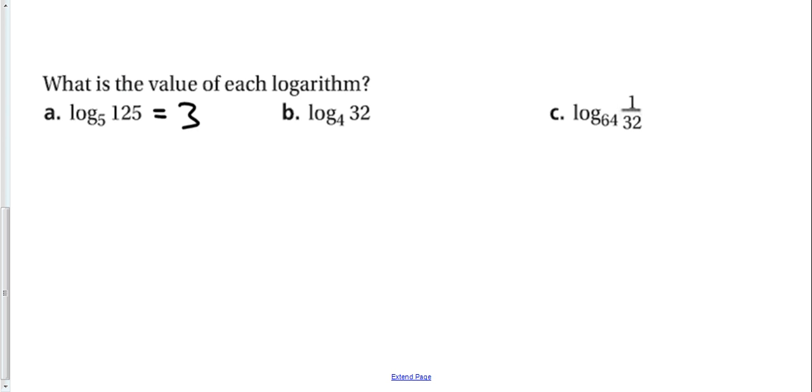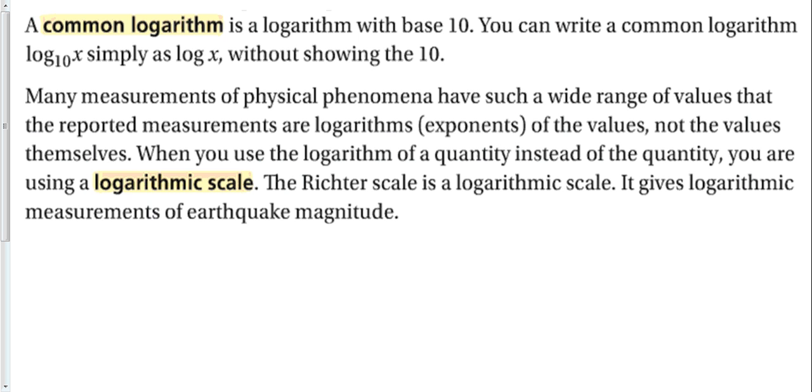Log base 4 of 32 is also going to be another fraction. It's going to equal 5 over 2. We take the square root of 4 and then raise it to the 5th power. Now notice that my answer here is a fraction. So that means my exponent, the only way to get a fraction is to have a negative exponent. So 64 to the 1 over 32 is going to give me negative 5 over 6. And like I said, all those can be done very simply on a calculator.